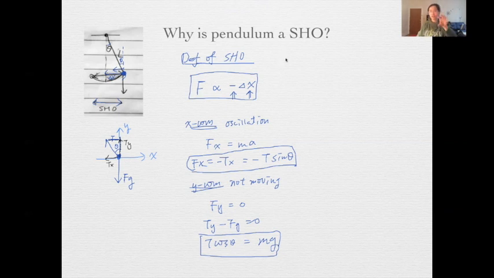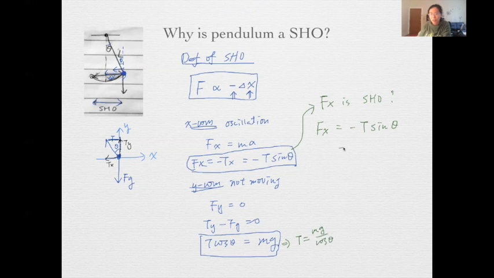So let's massage this equation a little bit and see whether this force is indeed providing a simple harmonic oscillation. So let's massage it more from here. We know it's negative T sine theta. Okay, so what is T? From here, we know T is mg over cosine theta. So I'm gonna replace my T with mg over cosine theta here.